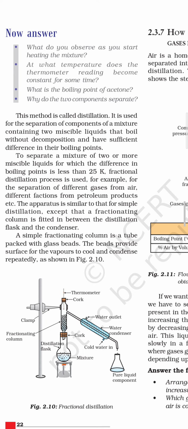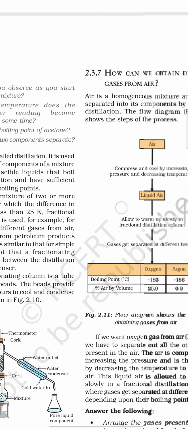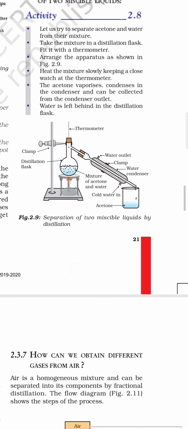This process is used for the separation of components of a mixture containing two miscible liquids that boil without decomposition and have sufficient difference in their boiling points. This is the condition: due to the high temperature, the components should not be decomposed, and these two different components should have a sufficient difference in their boiling points. Let's study how the distillation process is done.